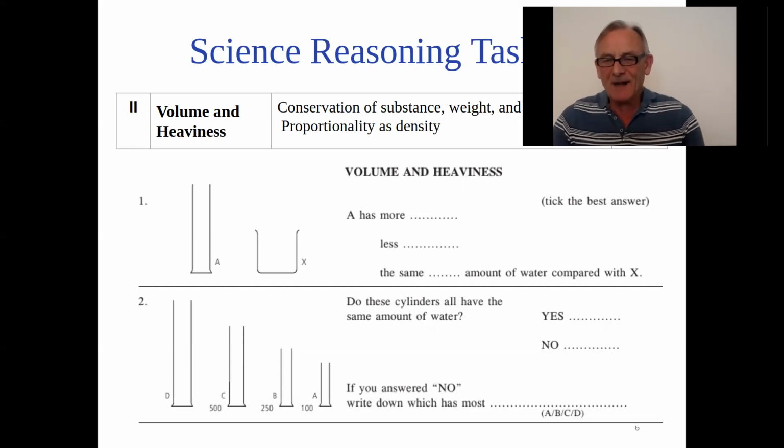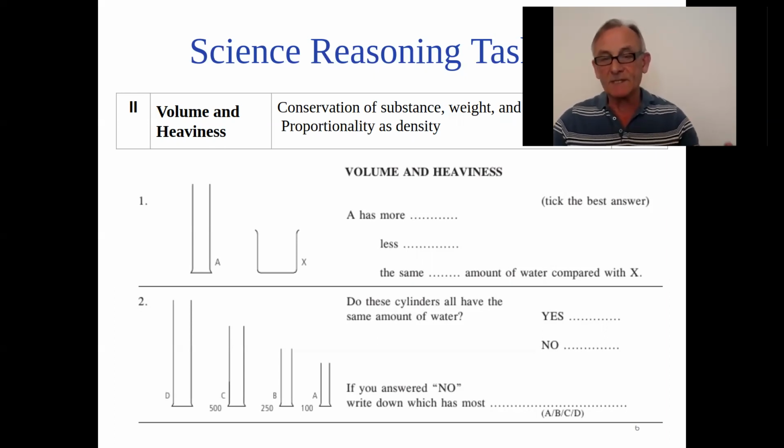Now, for adults it would seem obvious that each of them has exactly the same. Surprisingly, in grade 6, I found maybe 5% of the kids do not think that. They will say either A has more and X has less, or vice versa. They think that the height or the width is more important than the volume idea.